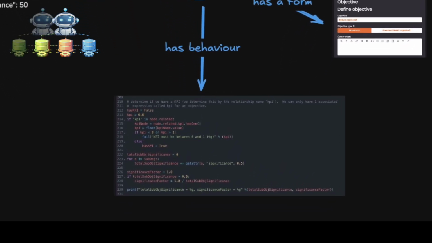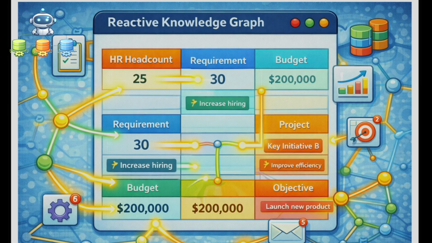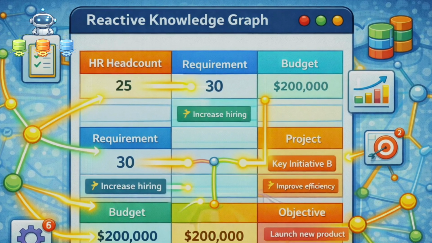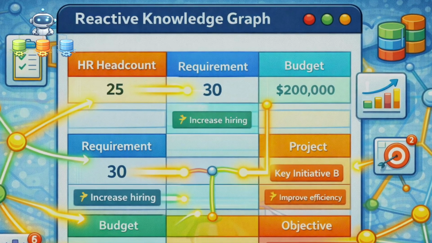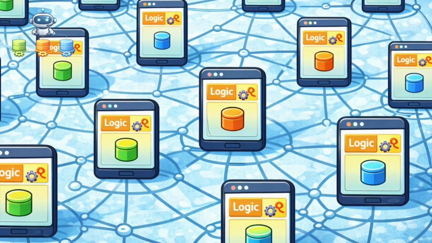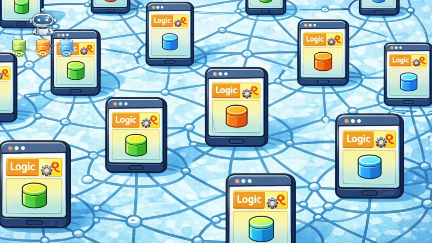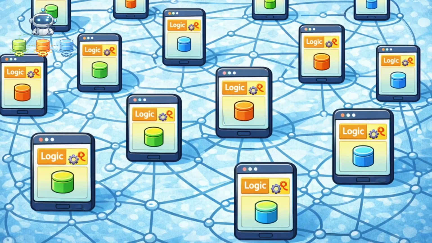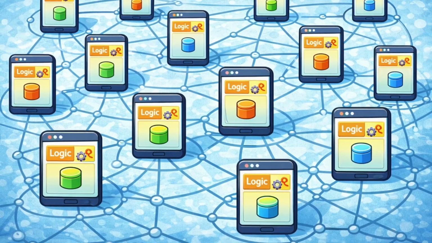The key idea is that the graph is reactive. Think of it like a spreadsheet. When one value changes, everything that depends on it updates automatically. But instead of cells in a grid, you have nodes connected in a graph. This allows relationships between completely different domains, objectives, tasks, budgets, analysis, to stay continuously in sync.